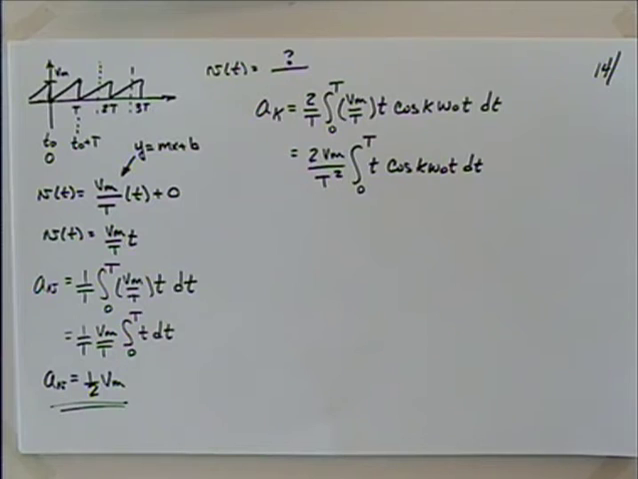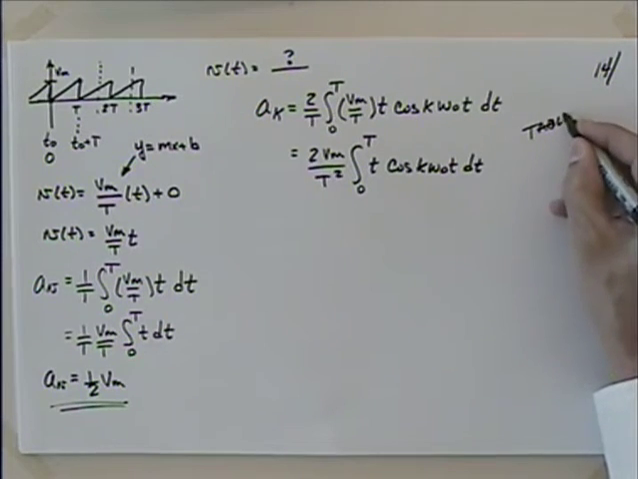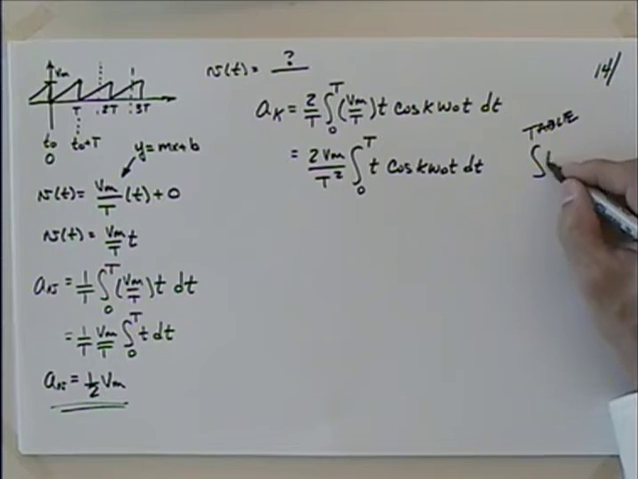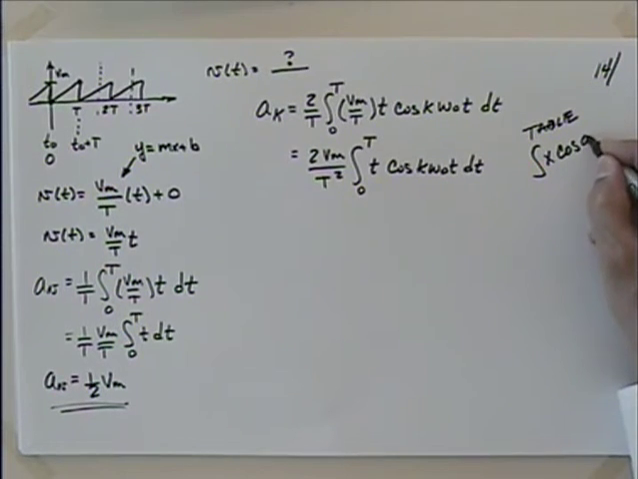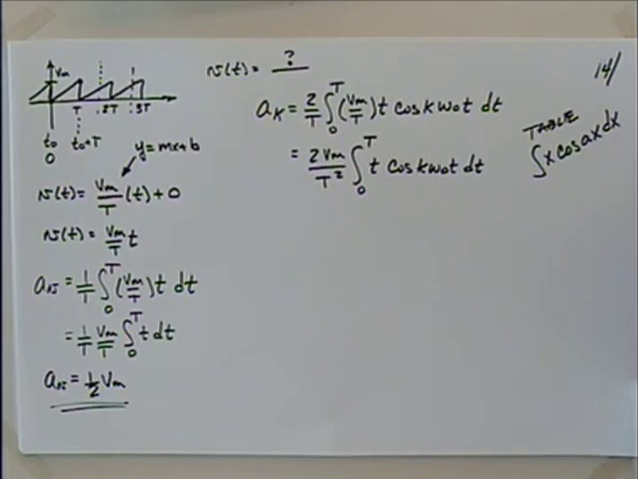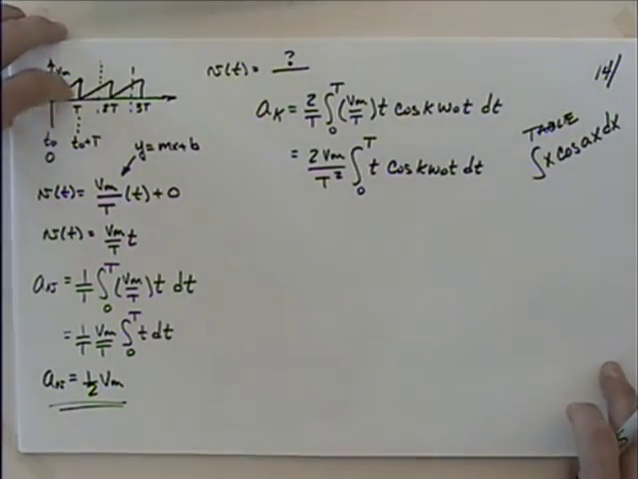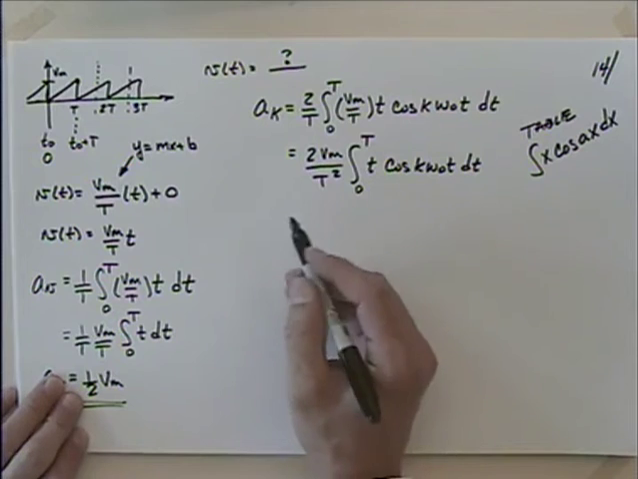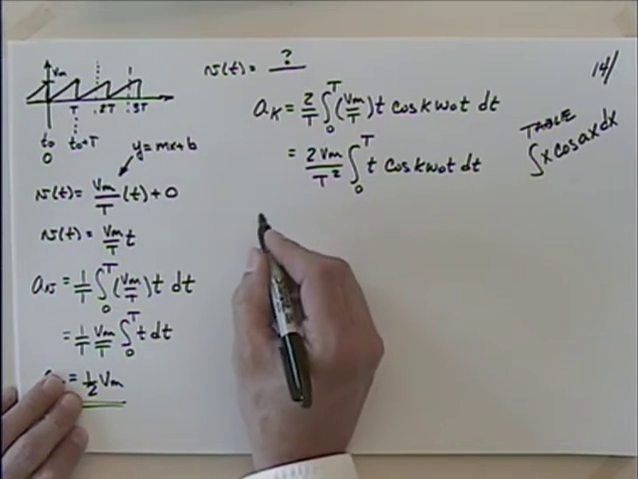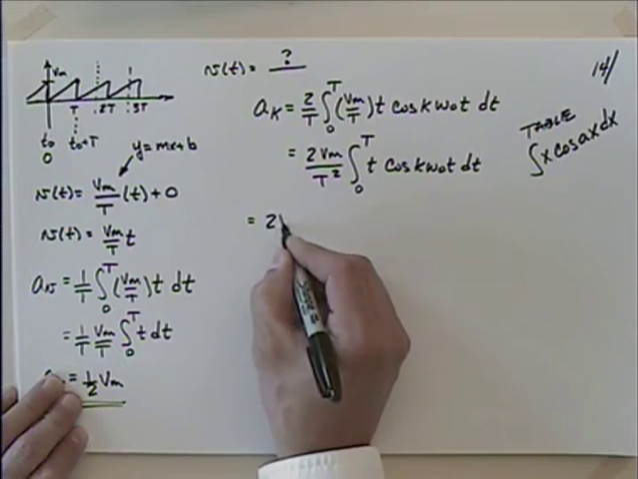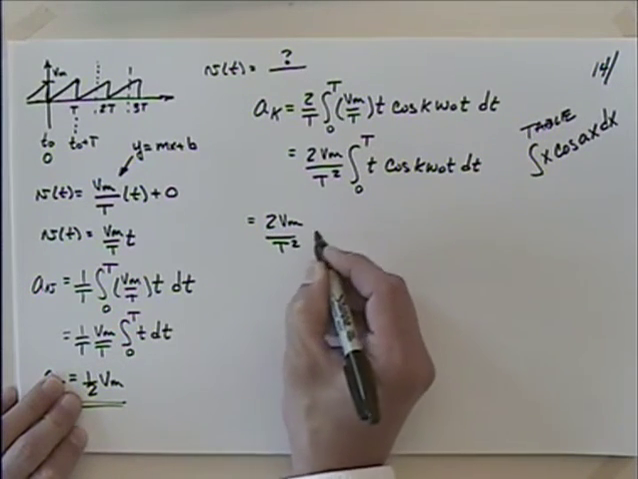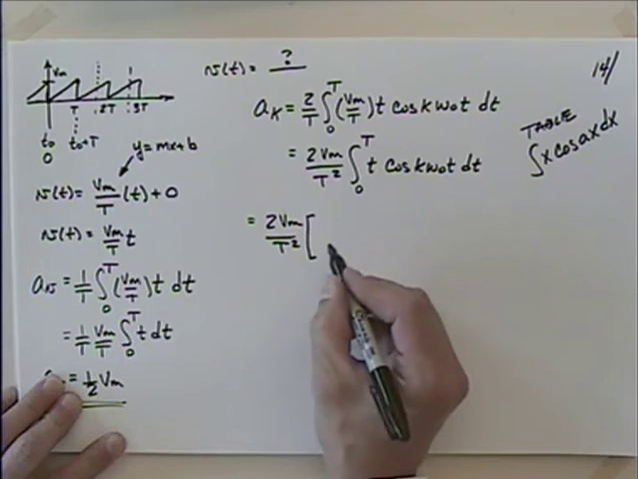So you put that in a computer algebra system. You could do integration by parts. You could look it up in a table. If you go to a table, what are we looking for? The integral of x times the cosine of ax dx, something like that. Tables is as good a way as any. But when you do that, you're going to come up with 2 Vm over T squared, and then we're going to have the terms here.